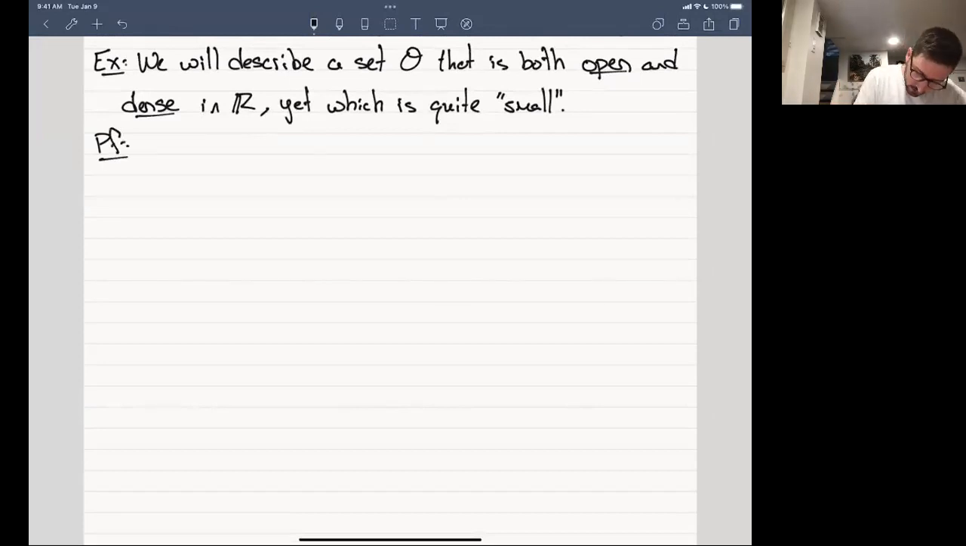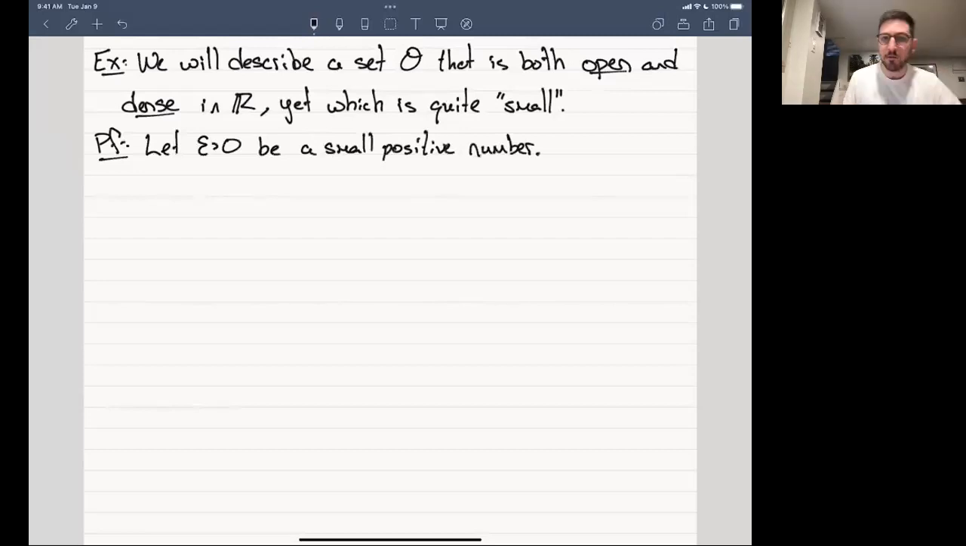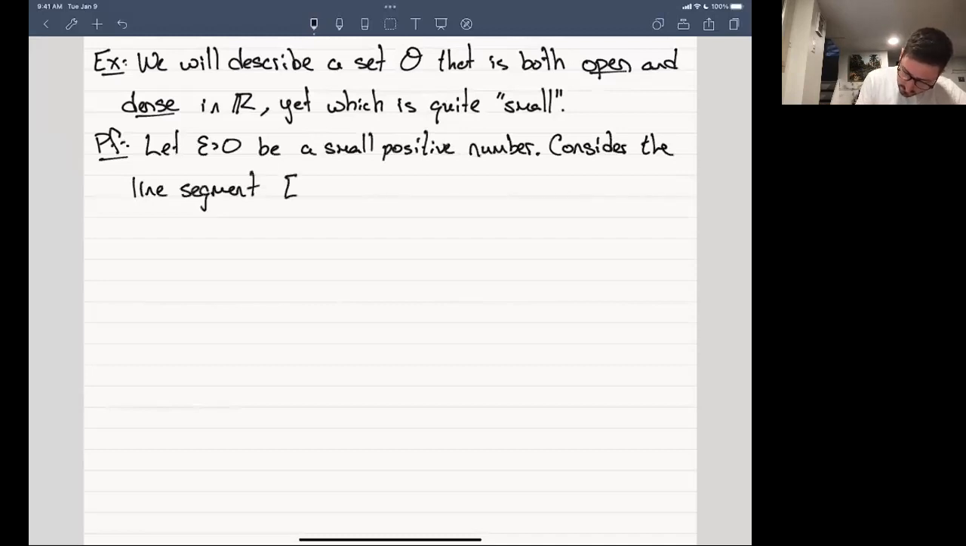Okay, so let's let epsilon be a small positive number. So you get to pick it. This is where the sort of smallness of this set is going to come into play. Okay, so I'm going to say consider the interval, or we'll call it a line segment in this case, just because we're thinking about length here. So the interval from 0 to epsilon, it's non-zero, it has length epsilon.